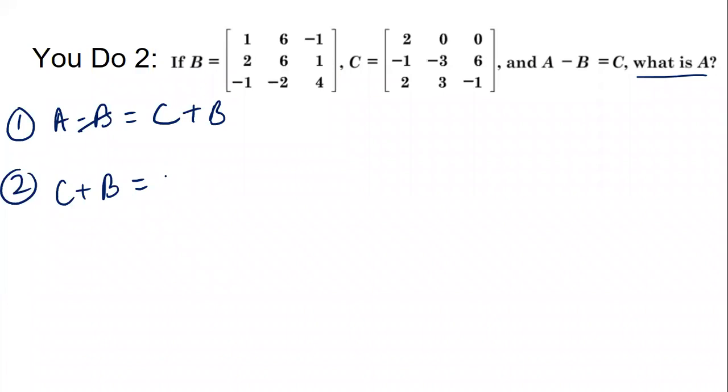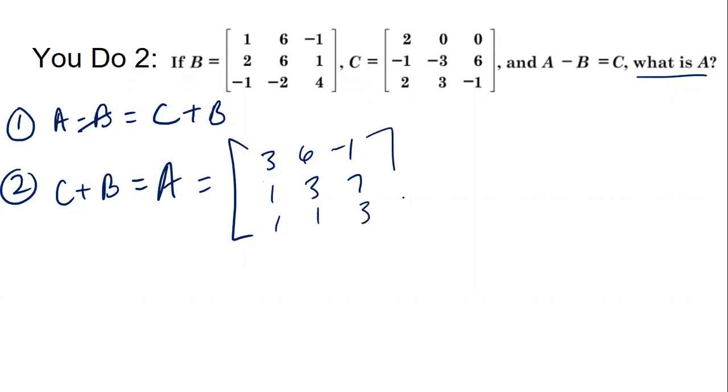Let me give you about 6. In order to find A, we have to do C plus B. So what does A equal? What do we get? We have 3.6 - 1. All right, that concludes that piece.